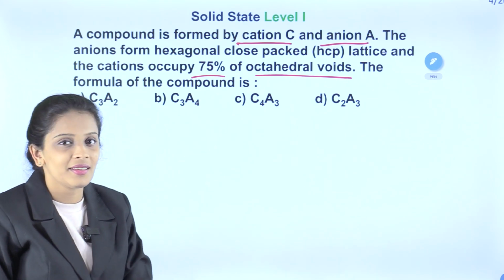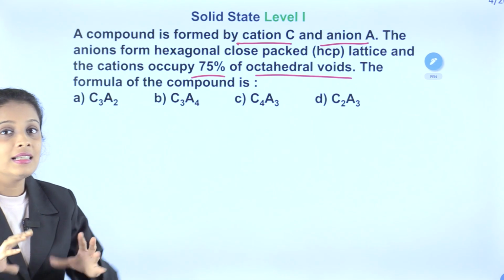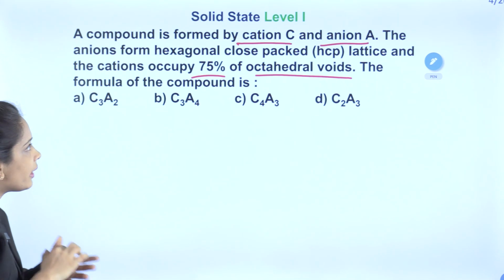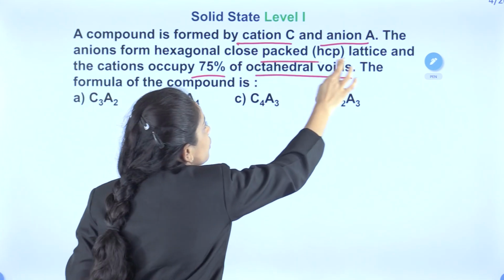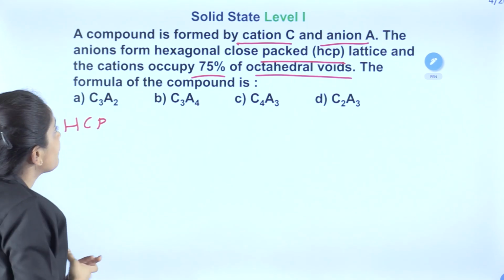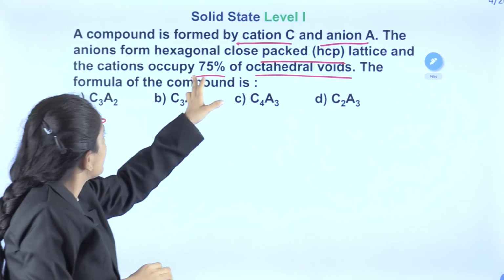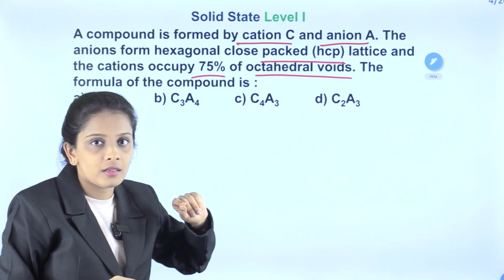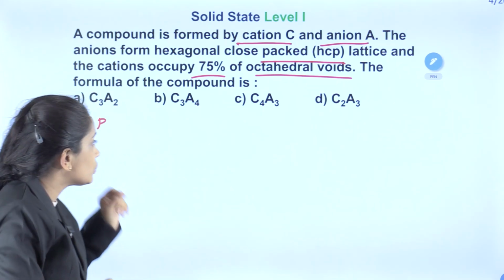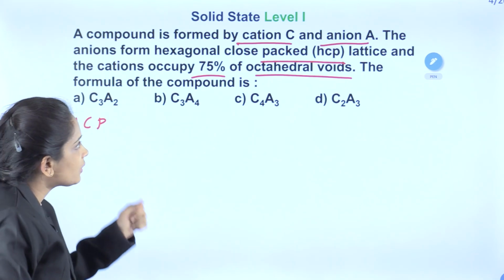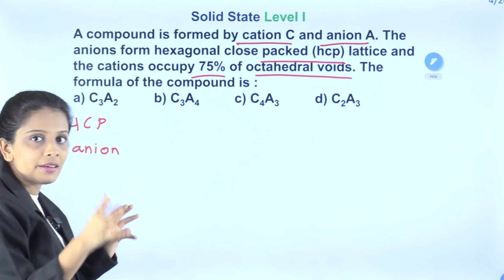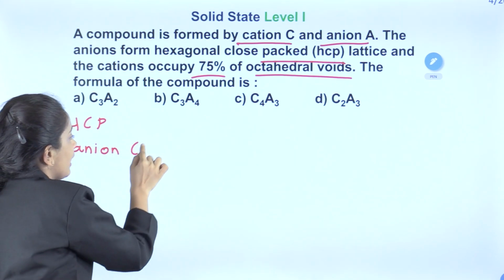This is going to be a really interesting question. So how will we deal with it? First and important thing, let's try to understand the hexagonal close pack structure, because they have asked us about the hexagonal close pack structure only. The cations occupy 75% of the octahedral voids, meaning 75% of the anions' number they are asking us. So for the HCP structure, let's find out the anions. How many anions are there in an HCP structure, that is A I am talking about.